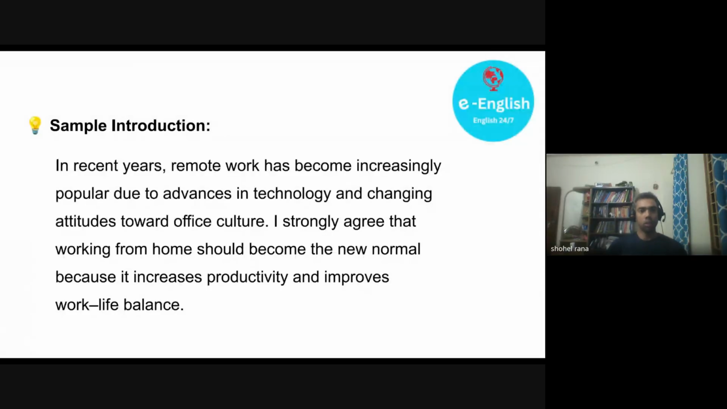Definitely, this is a good introduction because I just agree strongly, and also I give another reason. Working from home should become the new normal because we also say the cause, like it increases productivity and improves work-life balance. So undoubtedly, this is a good introduction. And I just really wonder about freehand writing. So I don't know, maybe people will be a little angry with me.